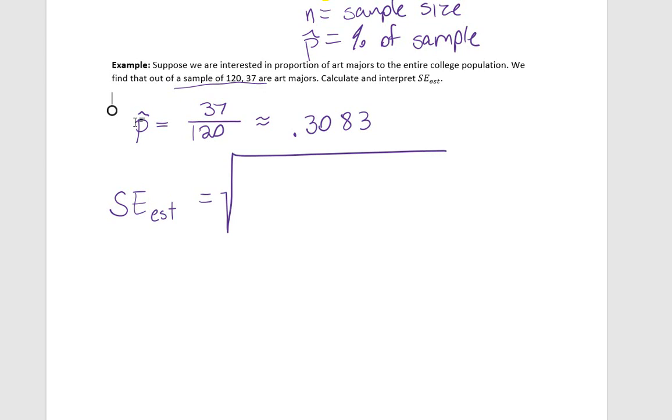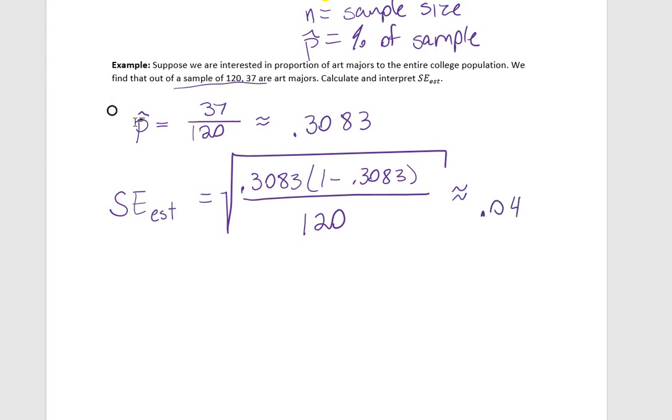So that's going to be the square root of 0.3083 times 1 minus 0.3083 divided by, remember, the size of my sample, which was 120. I'm also going to round that to 4 decimal places as well. So that would give me 0.0421. So here's what that means.